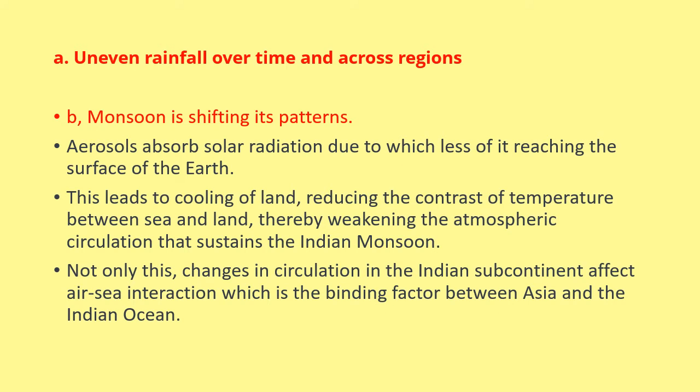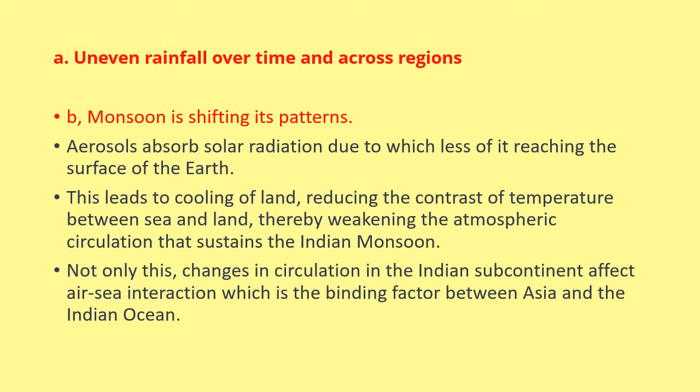And the second thing is the uneven distribution of rainfall over time across the region. This is the prime and foremost effect of climate change. And second is the shifting of the monsoonal pattern.